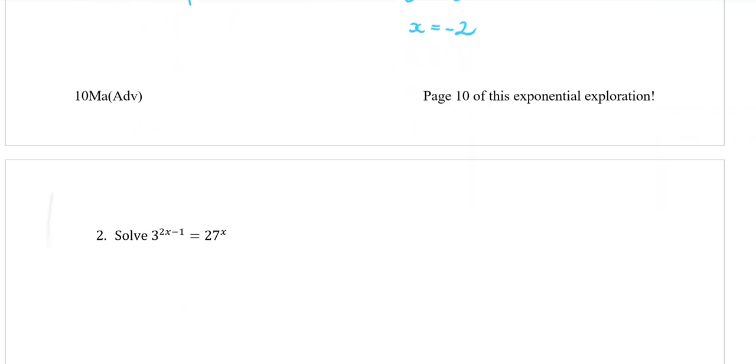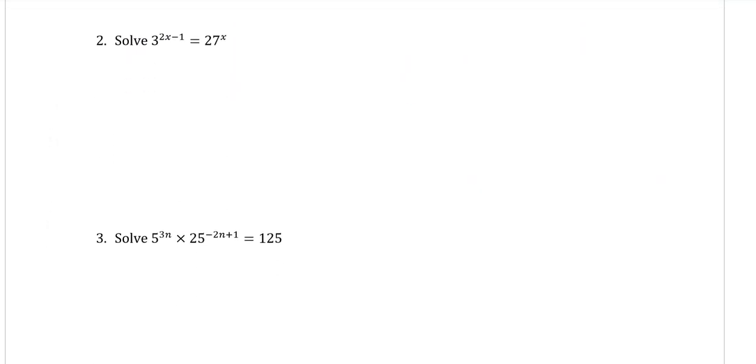On to the next page. Question 2. Solving 3 to the power of 2x minus 1 equals 27 to the power of x.